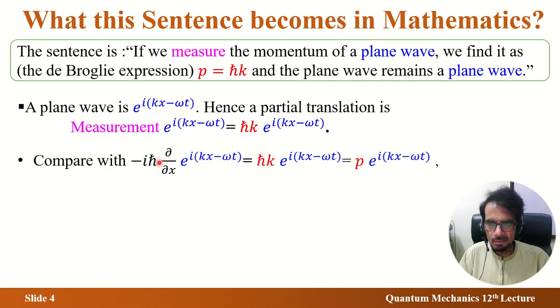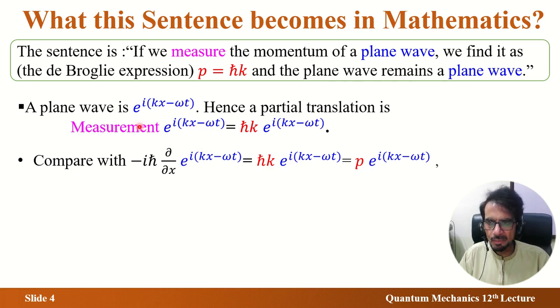Because our target is h bar k, to get that from iota k, you multiply with minus iota. Minus iota times iota becomes 1, and k becomes h bar k, and the de Broglie expression says that h bar k is momentum. So result of measurement we have seen, or immediately you can say right hand side we have seen, left hand side.